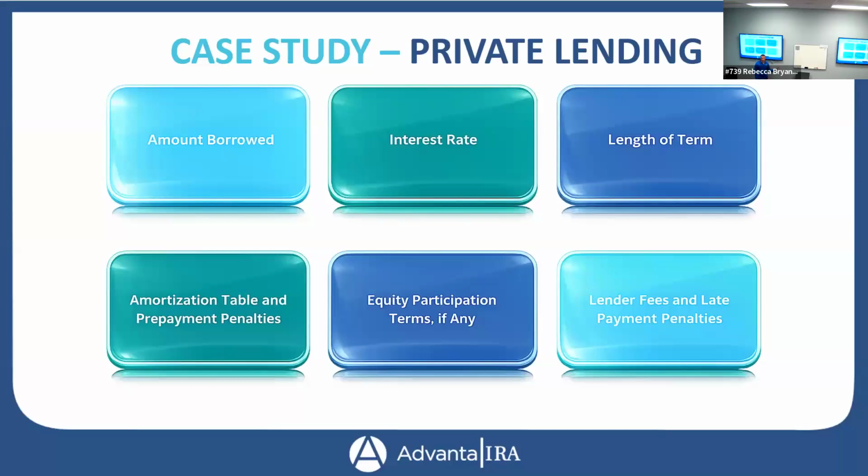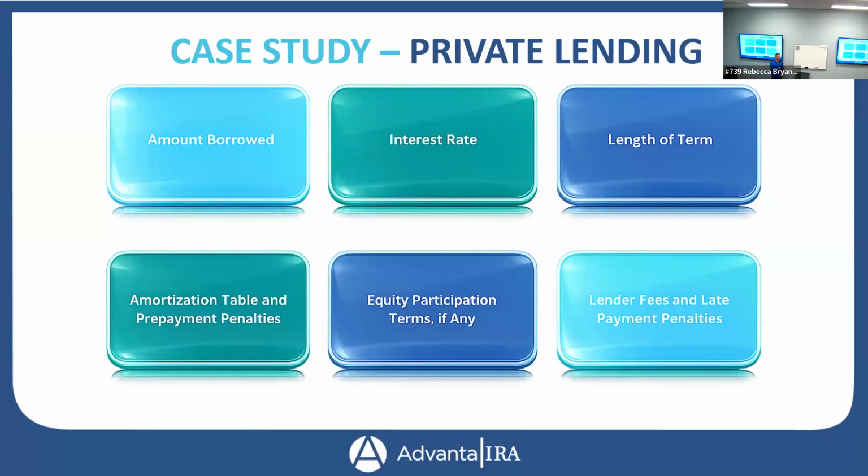So again, for private lending, the things that we'd want to think about when we're going to do a private lending transaction: you've got to look at the amount borrowed, the interest rate, the length or the term of that loan. So you can choose whatever length or duration that the loan is ultimately going to go out for. The amortization table and the prepayment penalties, equity participation. So if we didn't want to just charge a flat interest rate, we could structure this as equity participation, say in an LLC.